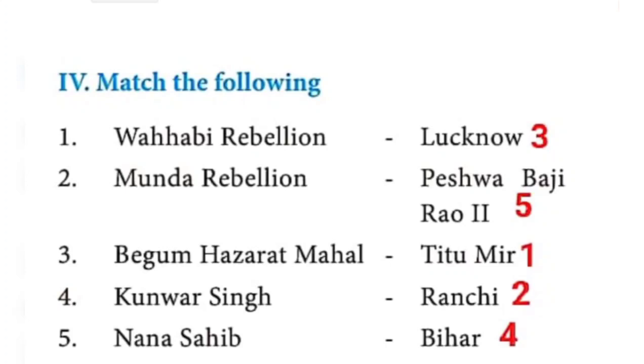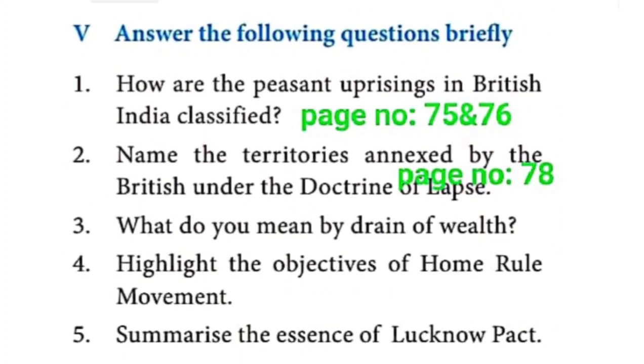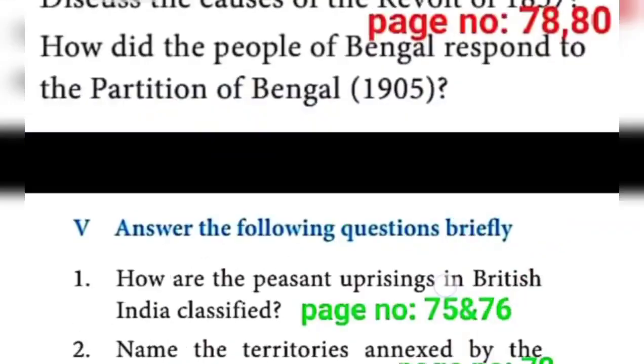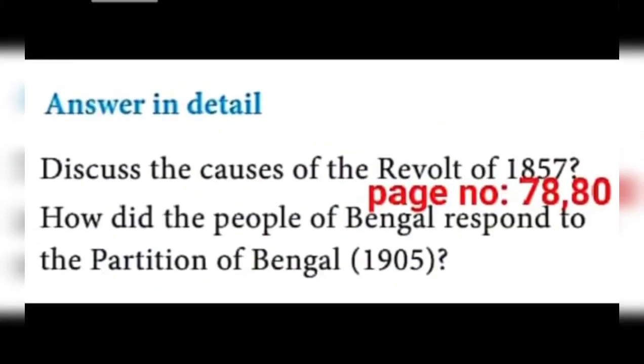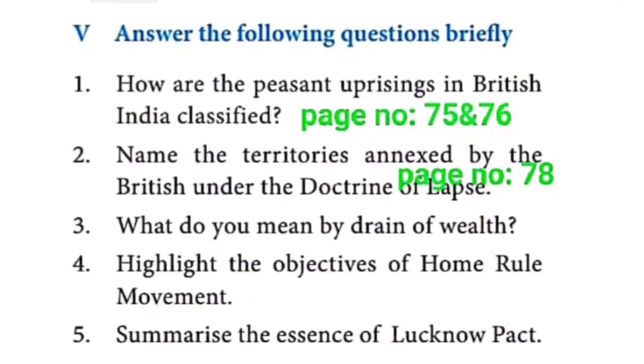Next, the page numbers you can mark. For the first two answers, mark pages 75 and 76 for the first question. Next, page number 78. Then the essay also, first one 78 to 80. So this much only, children. Take page number 75. Questions 5-1 and 5-2 we can mark.